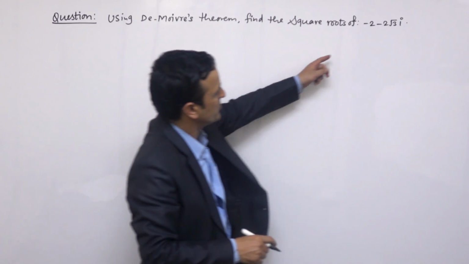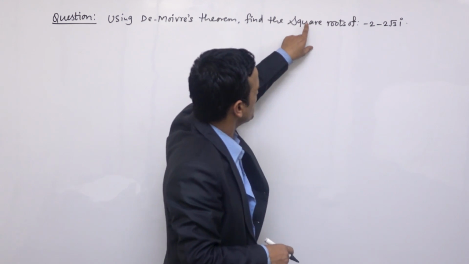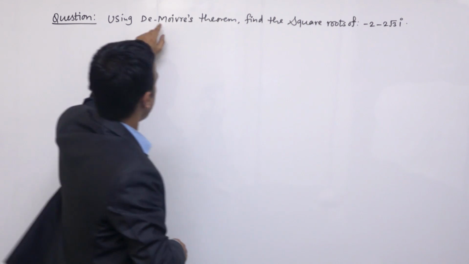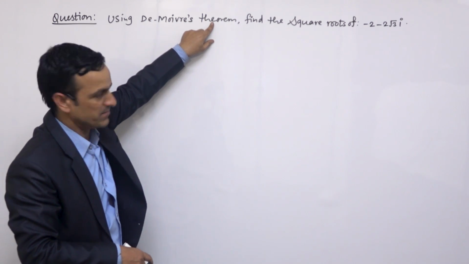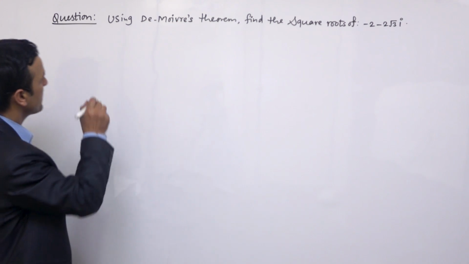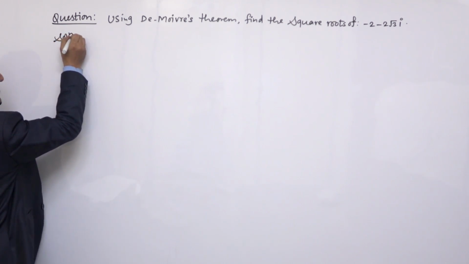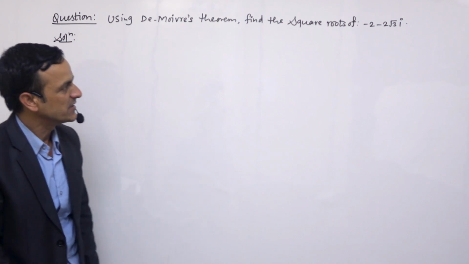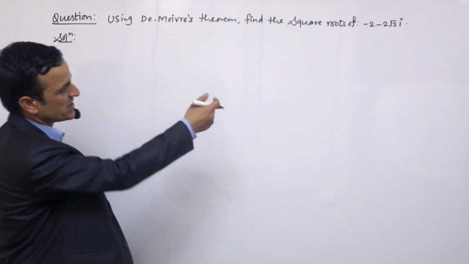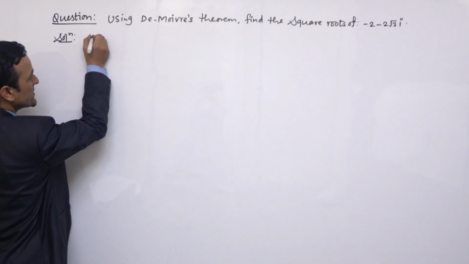So now we have this question. We have to find the square root of this by using de Moivre's theorem. So your question is also related to de Moivre's theorem. For this, first of all we have to convert this into polar form. So change the given question into polar form.